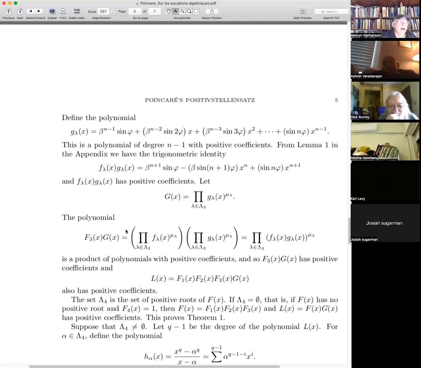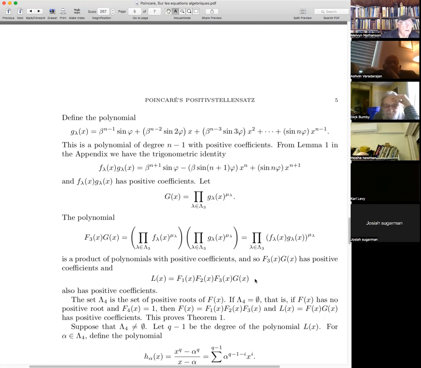Yes, g of x is positive. And what is f3 times g? Remember, f3 was the product of the f lambdas. So the product of the f lambdas times the product of the g lambdas. That's the product of powers, to the multiplicity, of f lambda g lambda. This is a product of polynomials with positive coefficients. So f3 times g has positive coefficients. f1 and f2 to begin with have positive coefficients. So if I let L of x be f1, f2, f3 times g of x, this polynomial has positive coefficients.